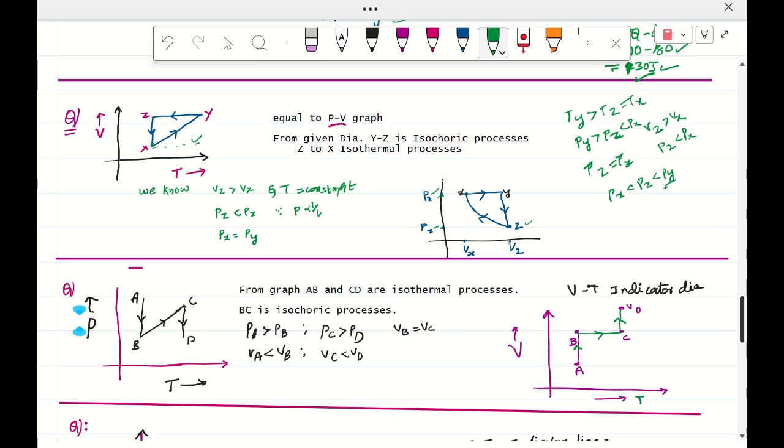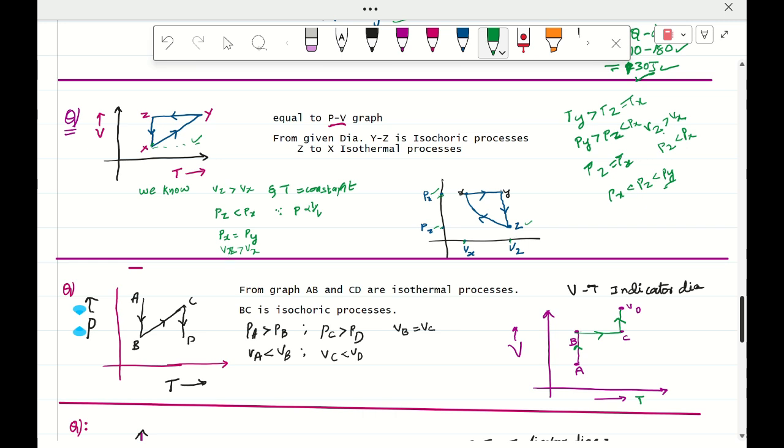And now Vx: here P is inversely proportional to V, therefore Vx is less than Vz. So Vz is greater than Vx. P is inversely proportional to V. So therefore Vz is more.